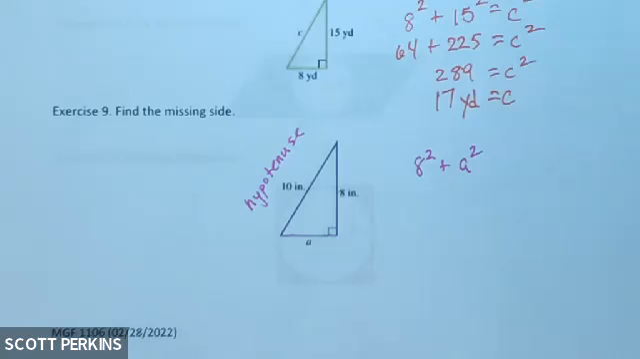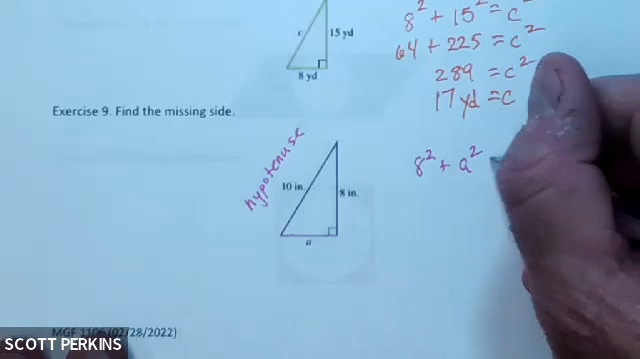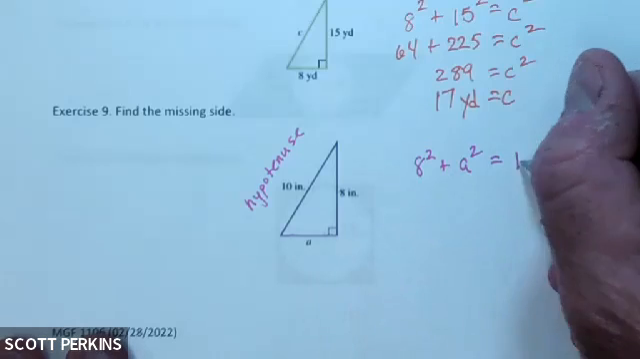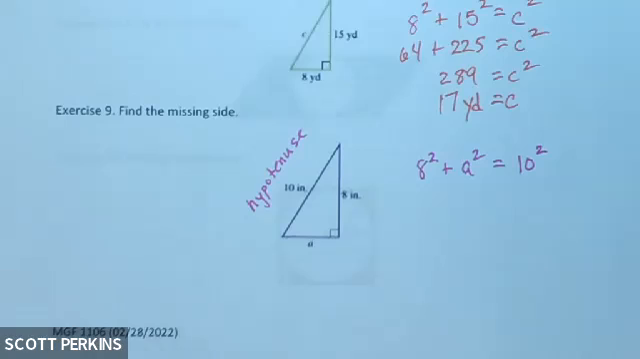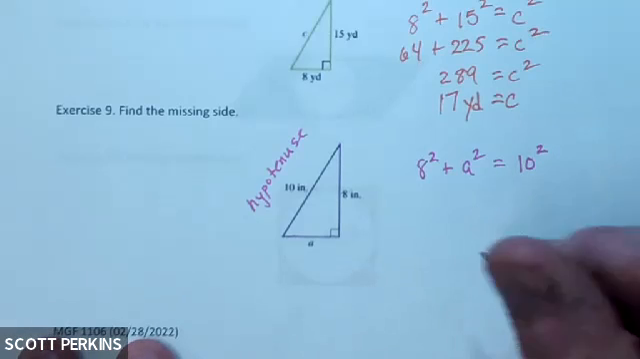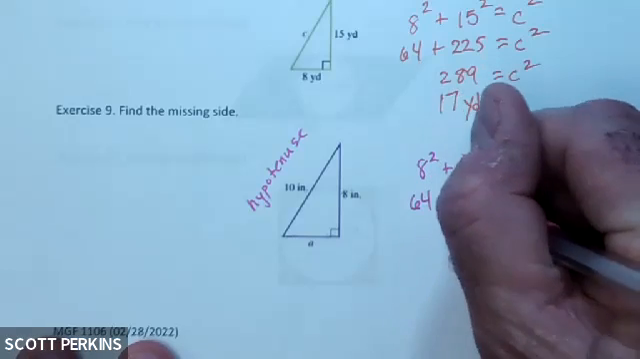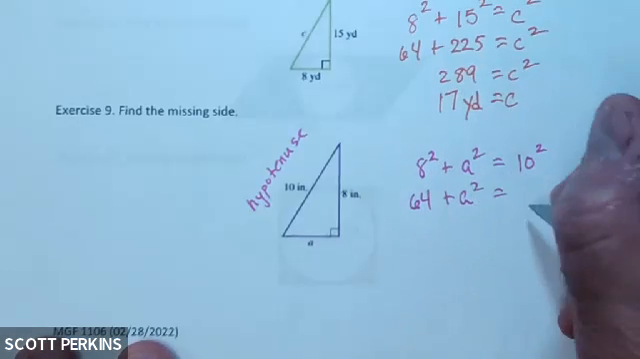Okay, so those are my legs. On the other side, 10 is the hypotenuse. So I'm going to put 10 over there. We always put the legs on one side of the equation. We always put the hypotenuse on the other side. That's 100% without a doubt, no matter what. Okay, now I'm going to use my calculator like we did before. 8 squared is 64, and a squared, and 10 squared is 100.